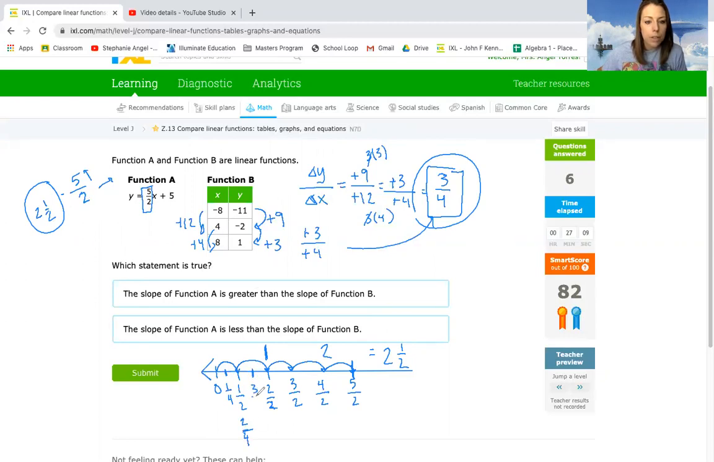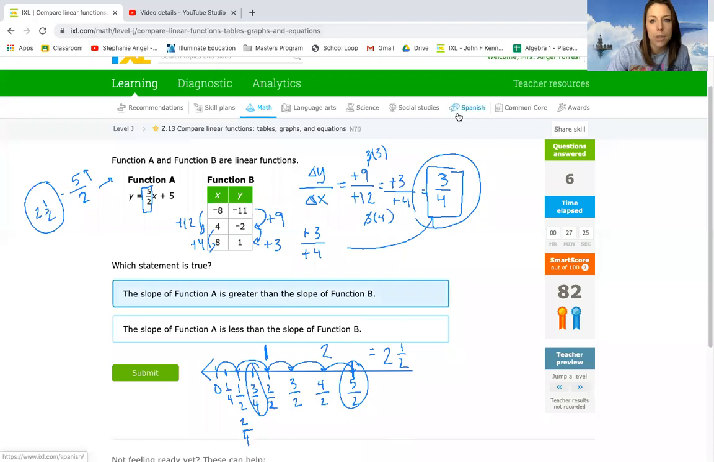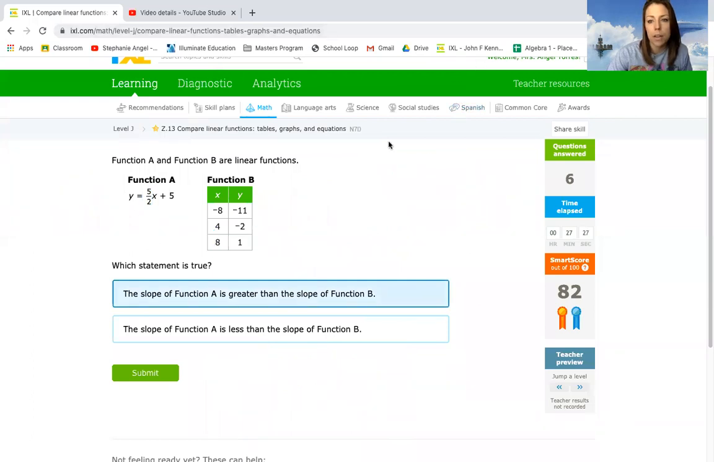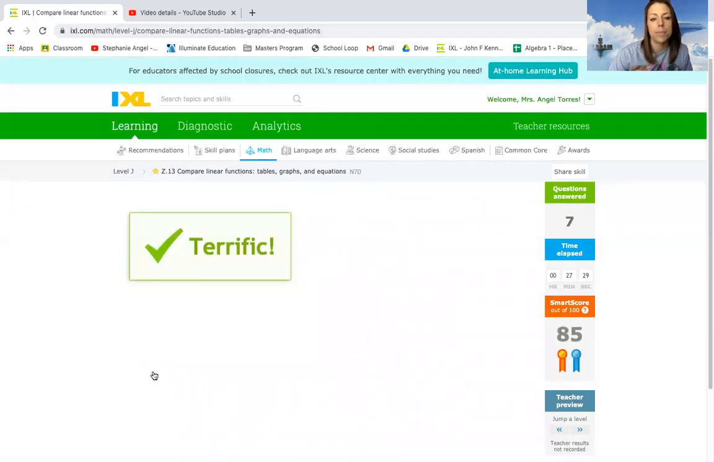Here's 3/4. Here's 5 halves. Which one's greater? I'm pretty sure 5 halves is greater than 3/4. So is A greater than B, or is A less than B? A is 5 halves, B is 3/4. That means A is greater than B. Clear all my drawings and submit.